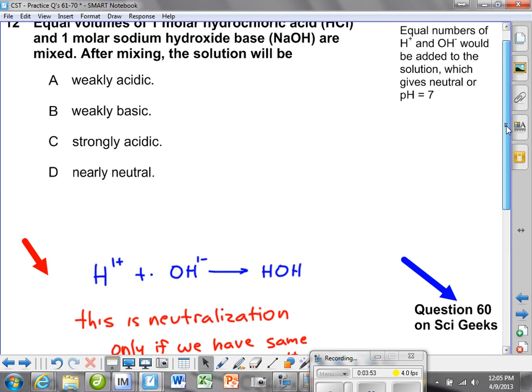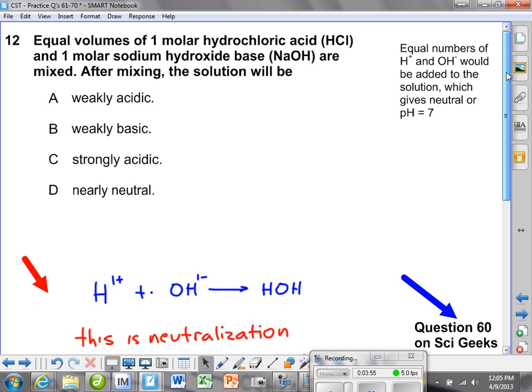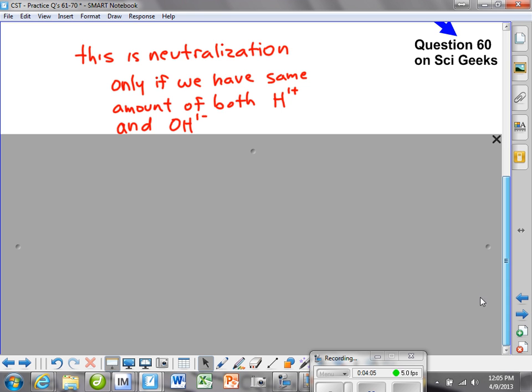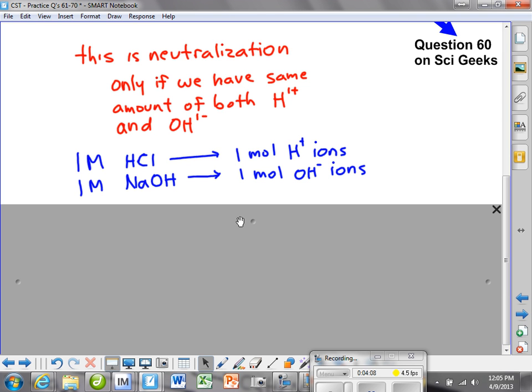Now let's look back at the problem. It says here we have equal volumes. That's your key. That's why it's going to wind up nearly basic, as I say in my short explanation there. So let's look at this in more detail. We've got a 1 molar hydrochloric acid solution. If I take 1 mole of these guys, I'll put in 1 liter of this, and to get 1 mole of these guys, the hydroxide ions, I need 1 liter of this.